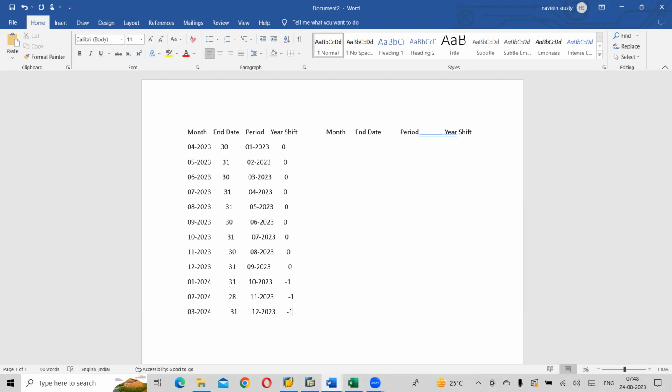Clear? So how will SAP convert here? SAP will check year shift -1. So this program is derived in the V3 variant in the same way. Clear?